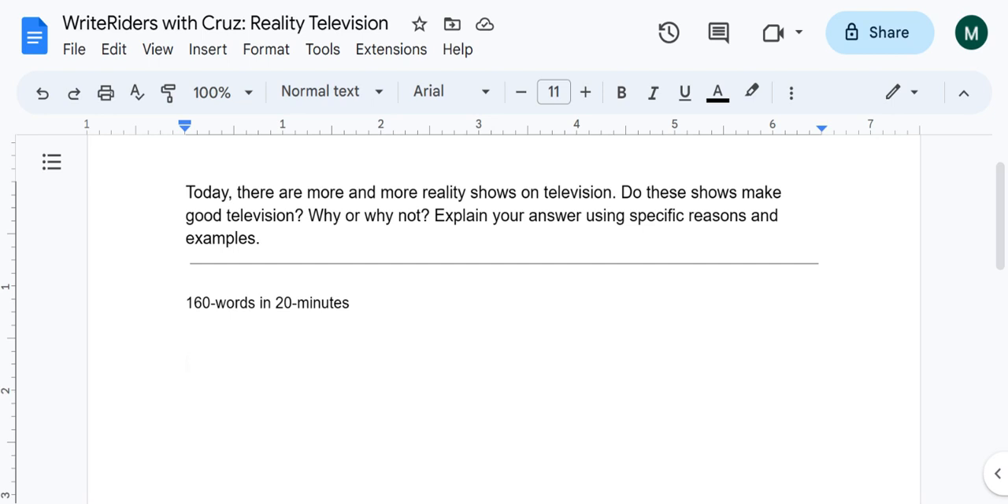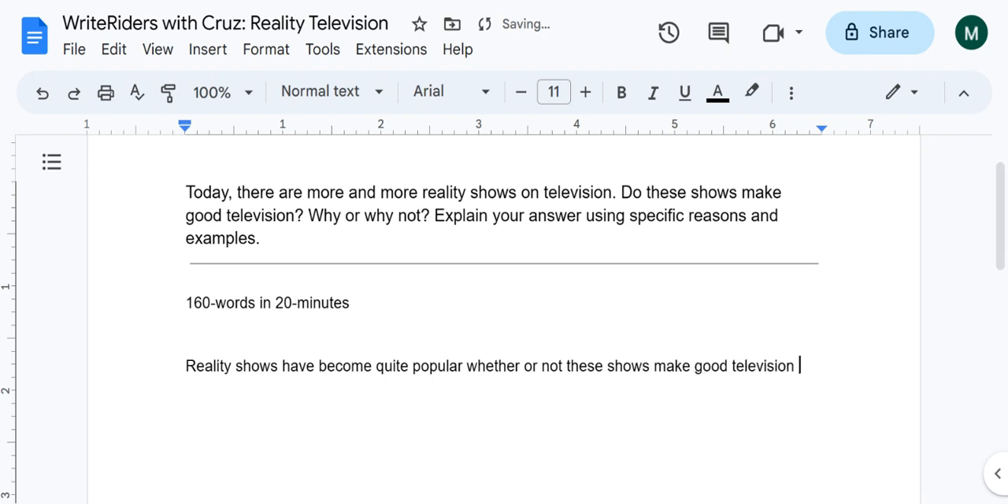So I'm going to use the prompt, of course, which is something like, you know, reality shows have become quite popular. And again, the question is, do these shows make good television? Why or why not? So, reality shows have become quite popular, whether or not they make good television. And again, do I agree or disagree with the response?